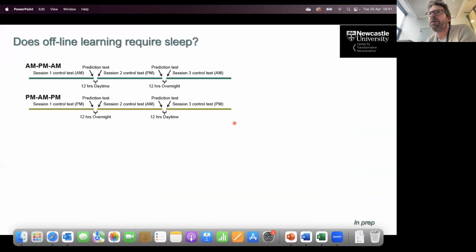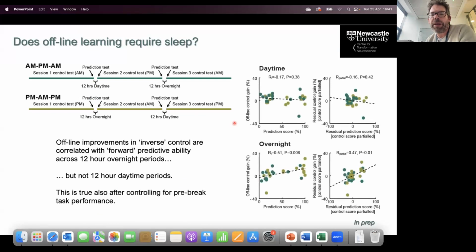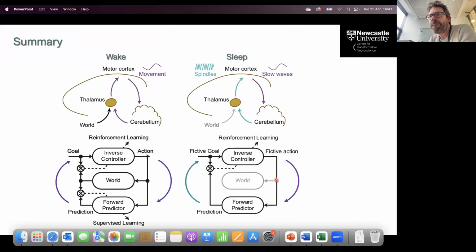We did another study where we asked, does it depend on time or just sleep? So we did 3 learning sessions: morning, evening, next morning, or evening, next morning, subsequent evening. And without going into too much detail, we find that this relationship between how good you are at predicting and how much offline improvement there is in an inverse control task only seems to hold up for the overnight period. So we think that this may be a mechanism that is actually reliant on sleep.